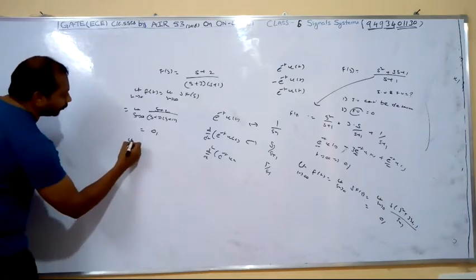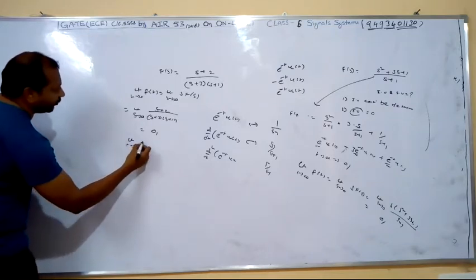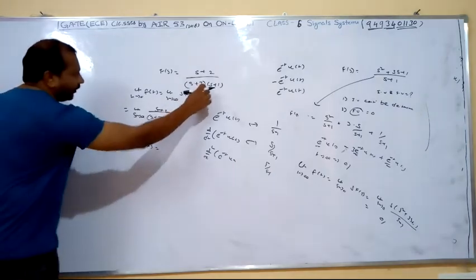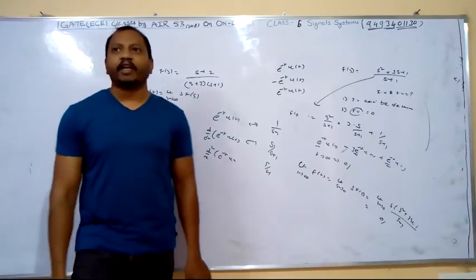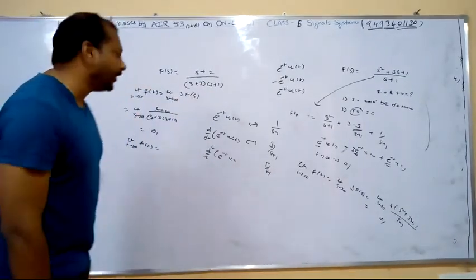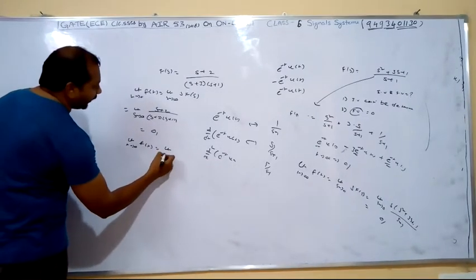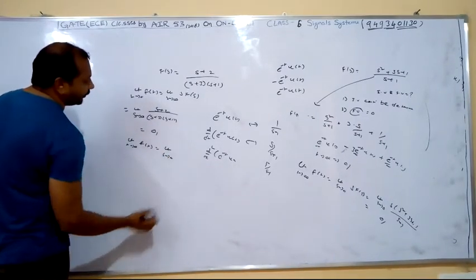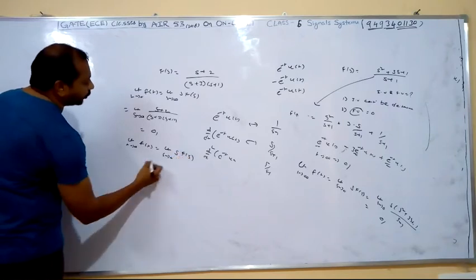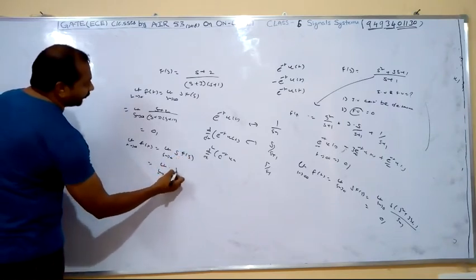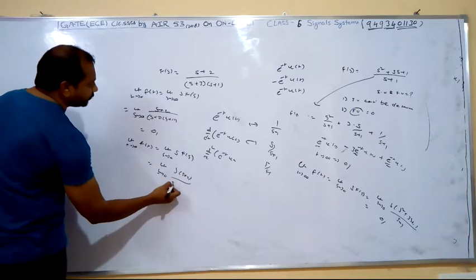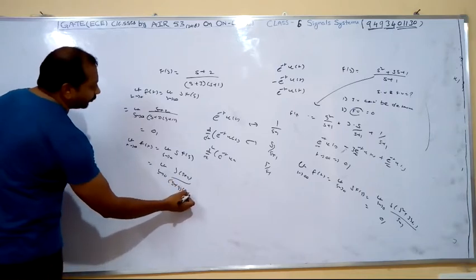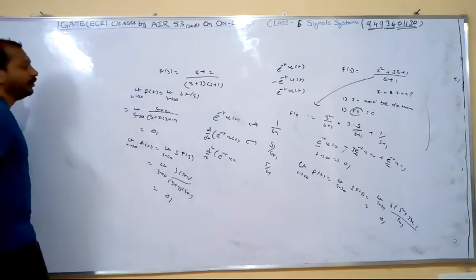For the final value, you have to verify whether the given system is stable or not. Given all the poles lie in the left half of the s-plane, the system will definitely be stable. So you can directly apply the final value: limit s tending to 0 of s into F(s), which is simply limit s tending to 0 of s into (s plus 2) divided by (s plus 3) into (s plus 1). This value is also 0.